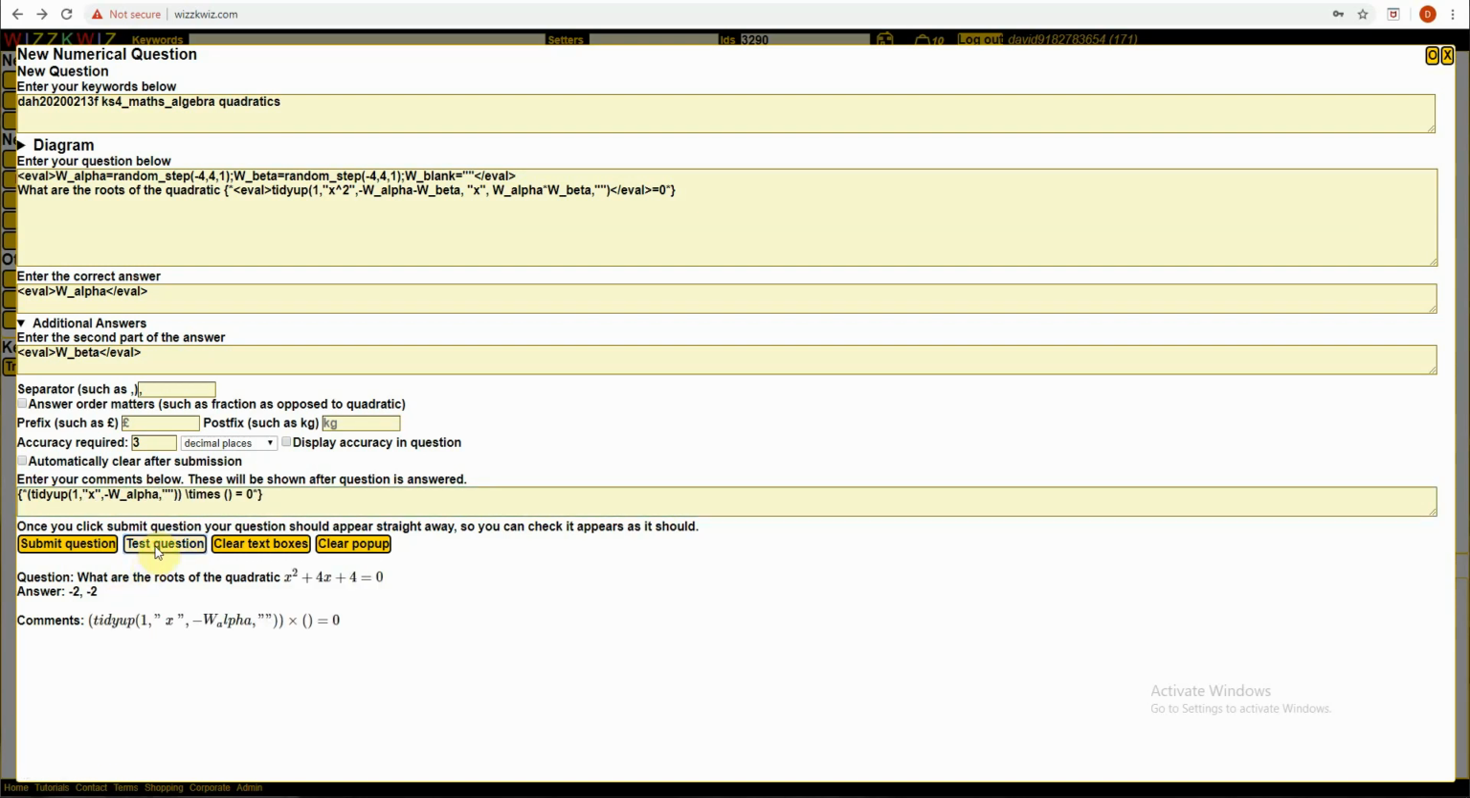Okay, but we've got to put that itself inside of the eval. Okay. And the same thing inside of there. But obviously that's now going to be W beta.